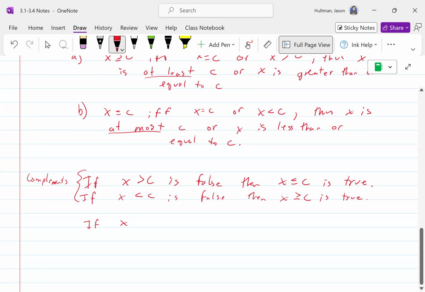If x is greater than c is true, then x greater than or equal to c is also true, because if it's bigger than c, then it's also bigger than or equal to c. If x is less than c is true, then x is less than or equal to c is also true.